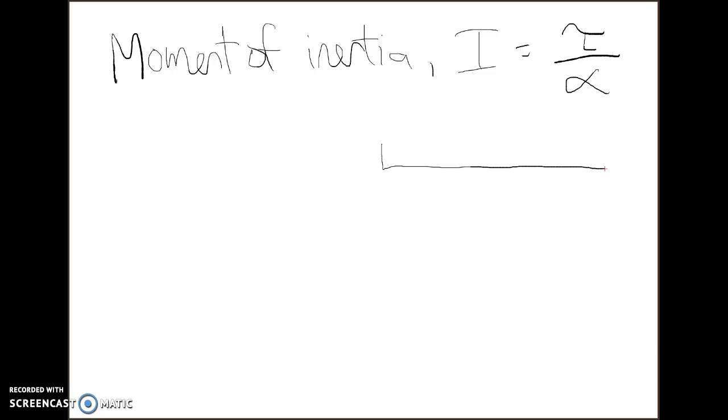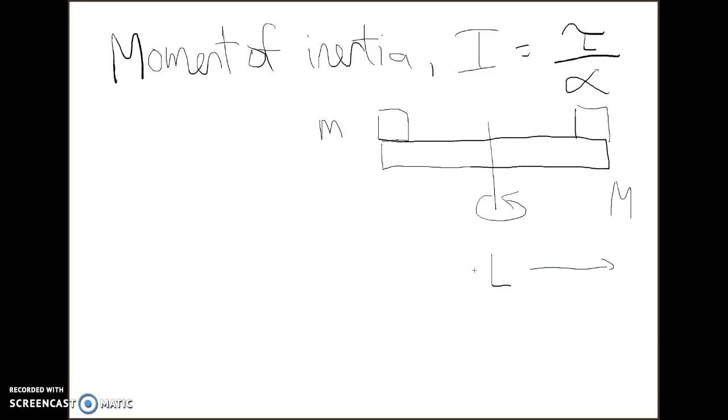So let's take our example of a rod with two masses on it, like little m and big M, and we want to know what's the moment of inertia of this rod, say spun around an axis through the middle. So that means we need to know exactly where these things are, and let's say they're at the ends of a rod that has length L. And we're going to rotate it around the middle.